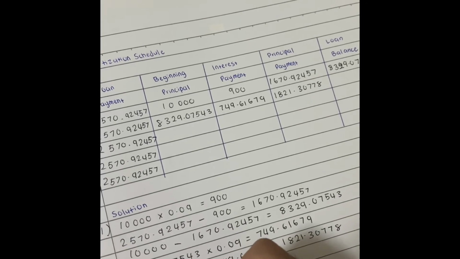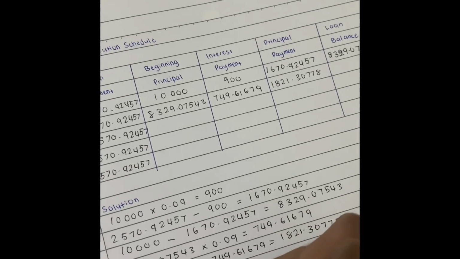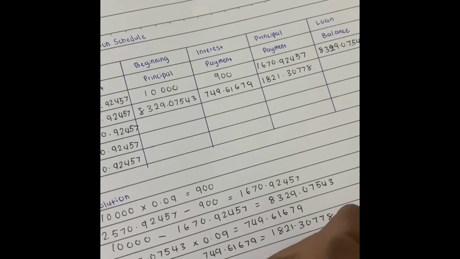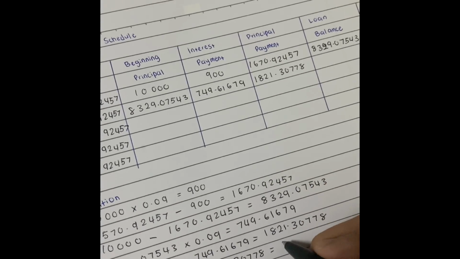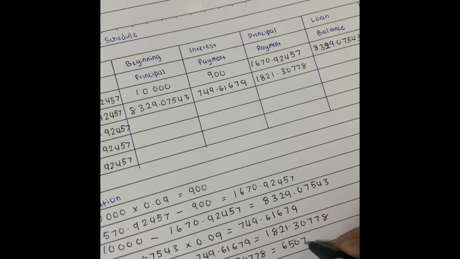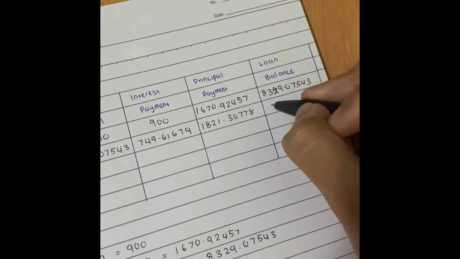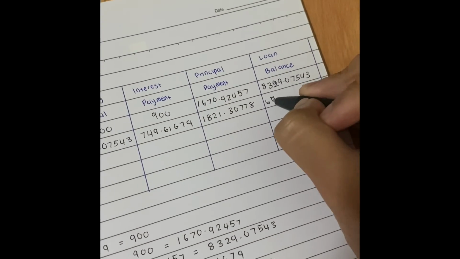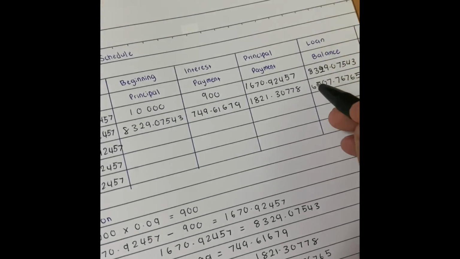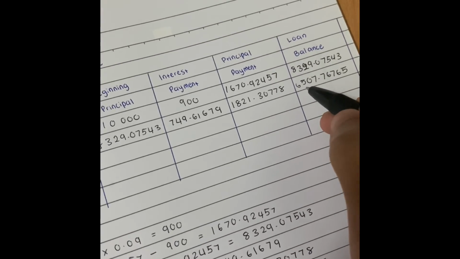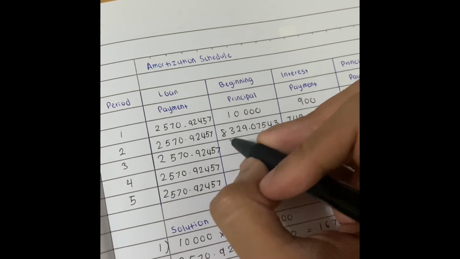So for the loan balance for the second period, it is 8,329.07543 minus 1,821.30778. So we will get 6,507.76765. So this is the remaining loan balance for Azman. The loan balance from period 2, which is 6,507.76765, will be brought forward to the third period.